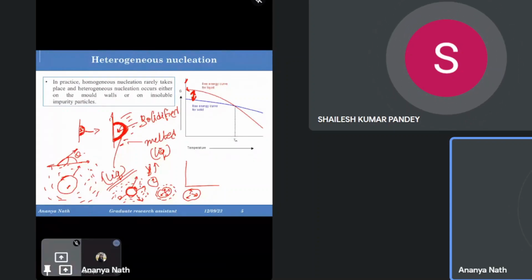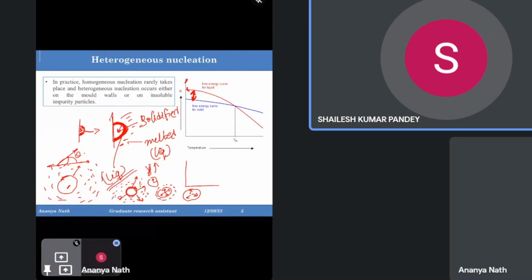Ma'am, if the size of the nucleus is more than R star, in that case, if the nuclei is bigger, we have more surface area that is exposed. That means this surface will always try to push the nucleus inward, that is, it tries to restrict the growth of the sphere.